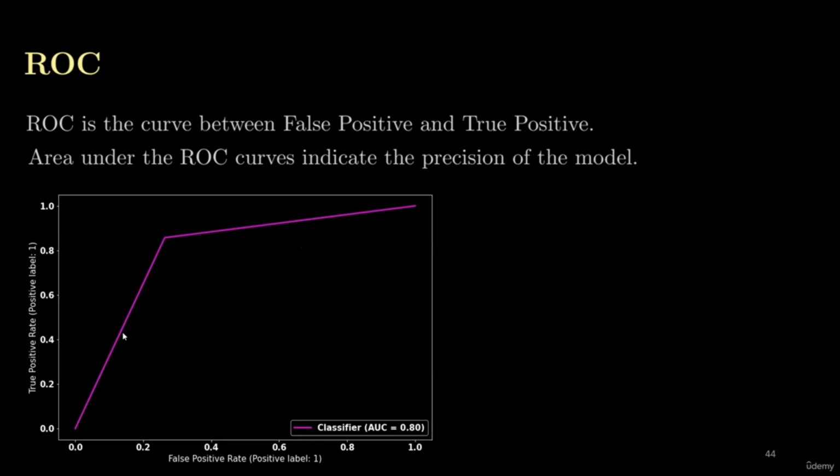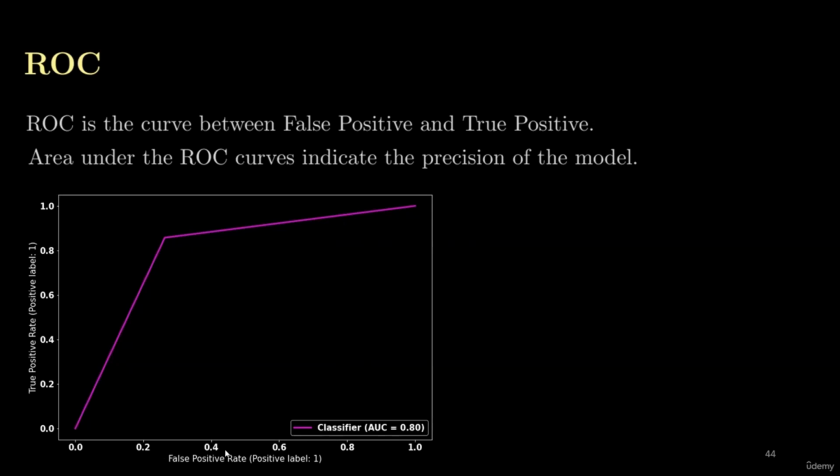So if we see this curve, we can see that AUC here, AUC is area under the curve. Its value is 0.8. It means this ROC is for the model whose precision is 0.8 or 80%, because the area under the curve of ROC represents the precision of the model.